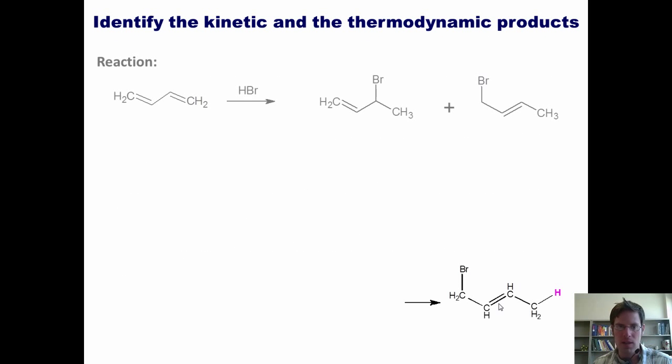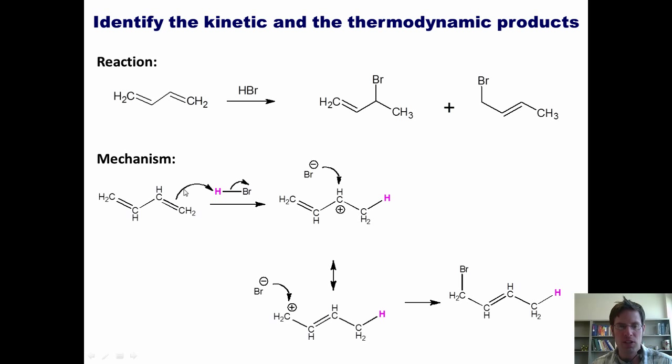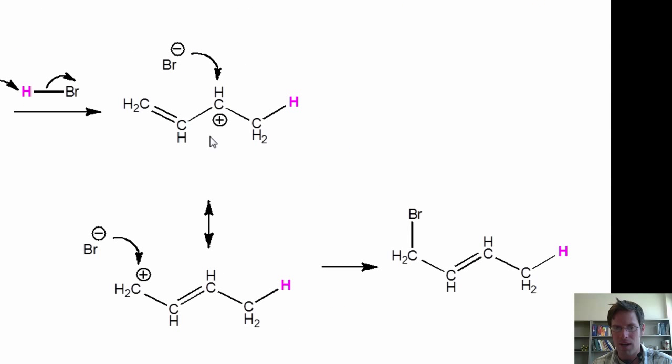So let's apply that back to our previous example. As you'll remember, in this reaction, the addition of HBr to our starting diene gives two products. Which one is the kinetic and which one is the thermodynamic? Let's re-examine the mechanism. The electrons come out and grab the H. The H goes on the less substituted carbon to give me this carbocation, which of course is resonance delocalized with this carbocation. These are both resonance contributors.